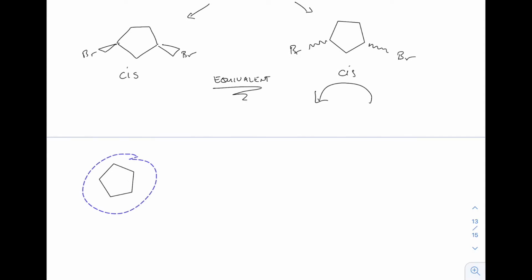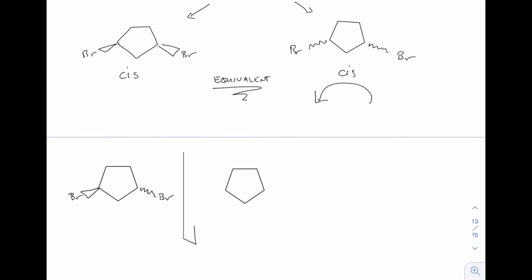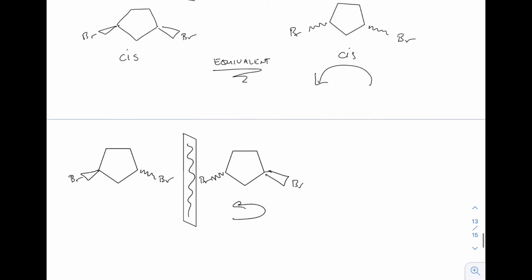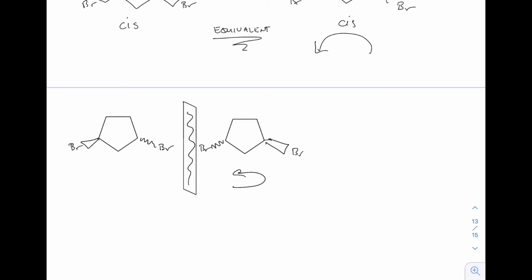Now let's draw another one. I'm about to copy and paste this so it looks consistent. We've got the bromine wedge and the dash. Now let's draw the mirror: the dash and the wedge. Now we've drawn mirror images of these two cyclopentanes.